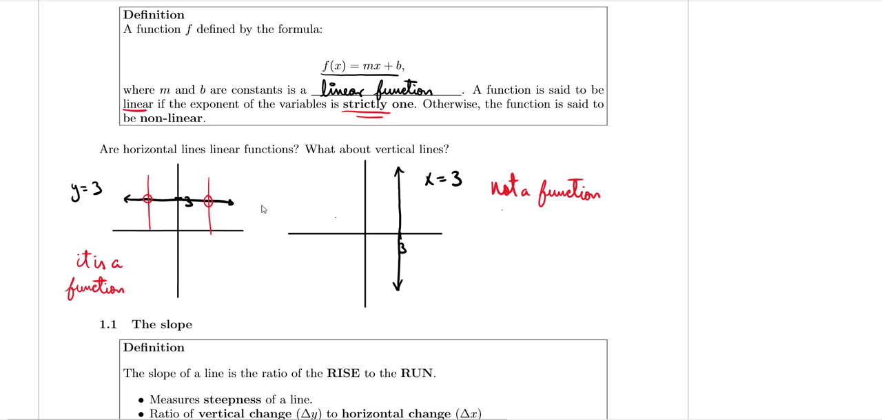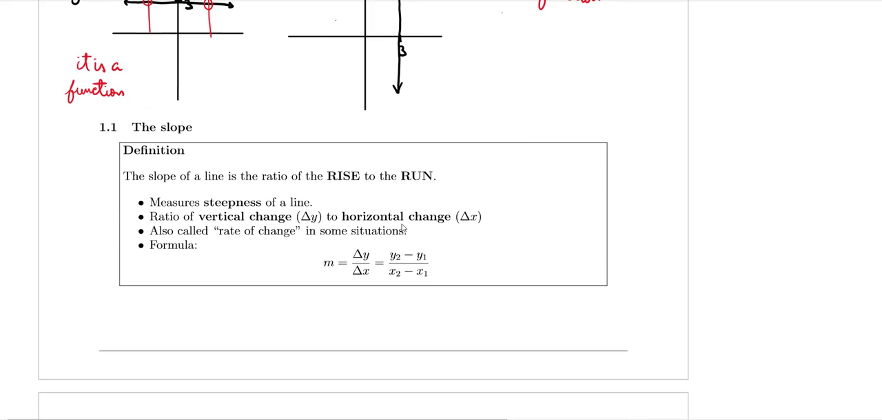Something to keep in mind here. Now, let's take a look at one of the most important properties for linear functions, and that is the slope. So the slope of a line is the ratio between the rise and the run. When we talk about slopes, we usually use it to refer to the steepness of a line. It is the ratio of the vertical change, represented here by a triangle. This is known as delta.